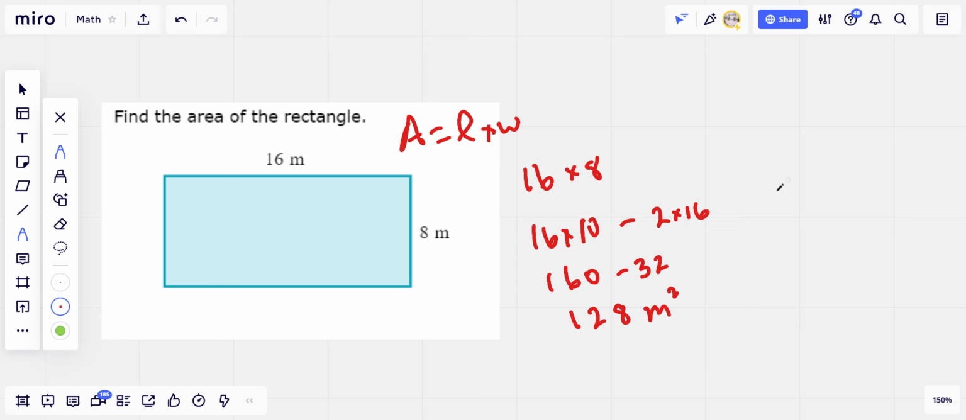Let's just quickly check by doing this the traditional way. 16 times 8 should come out to be 128 if we did that right. So 8 times 6, that's 48. The 8 goes down here, the 4 gets carried. And 8 times 1 is 8, plus 4 is 12, 128. So there we go. So that's a little bit of work with finding the areas of rectangles.